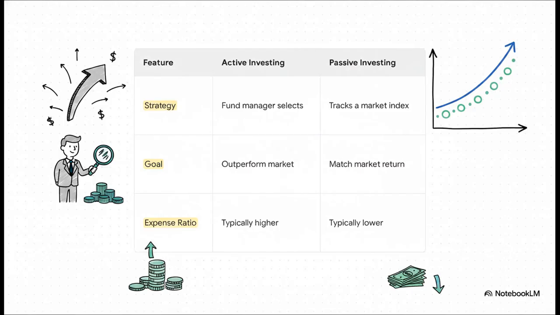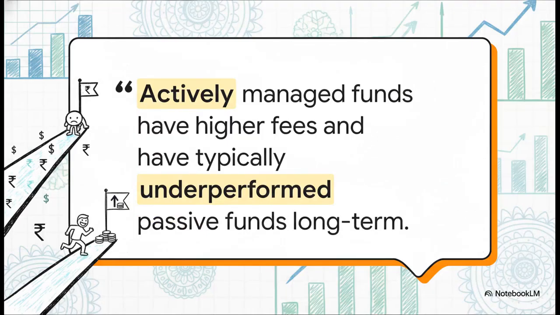Let's break this down. In an active fund, you've got a fund manager who is constantly making decisions, buying this, selling that, all with the big goal of beating the market. Now, in a passive fund, there's no active stock picker. The fund simply aims to copy or mirror a market index, like the Nifty 50. Its goal isn't to outperform the market, it's just to match the market's performance. And because of all that active work, active funds have higher fees, what we call expense ratios, while passive funds are much, much cheaper.